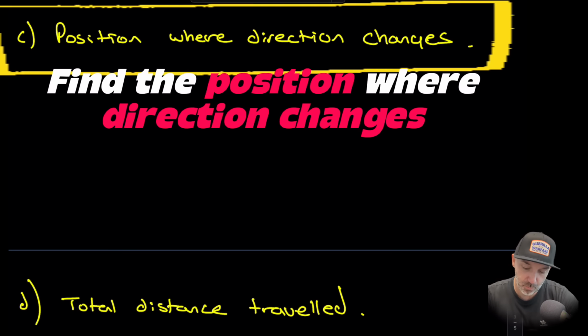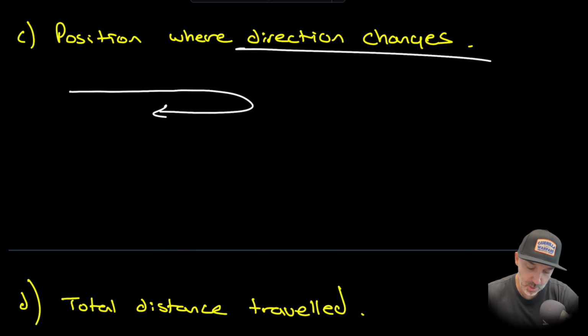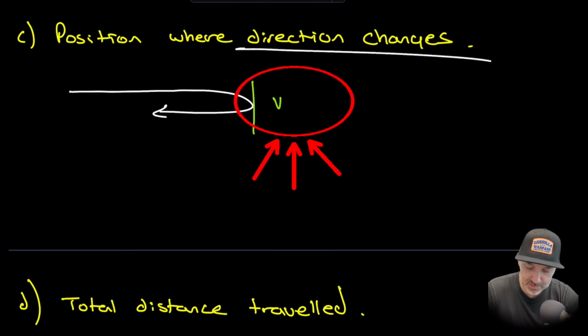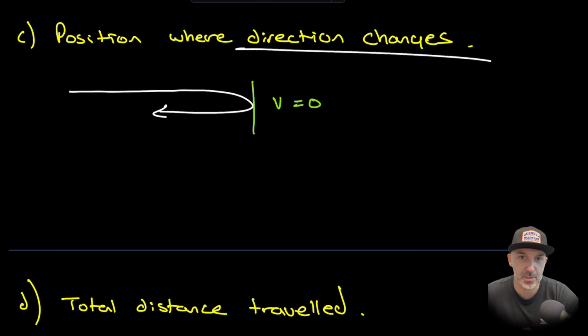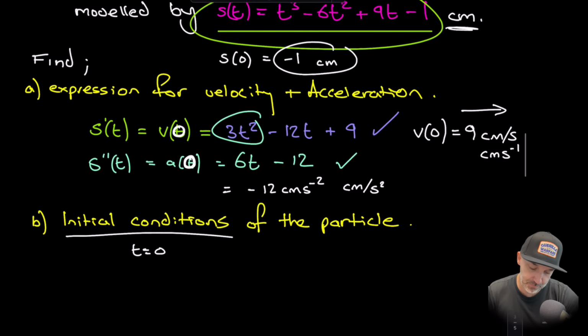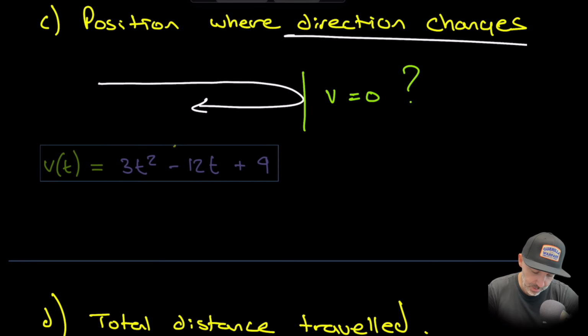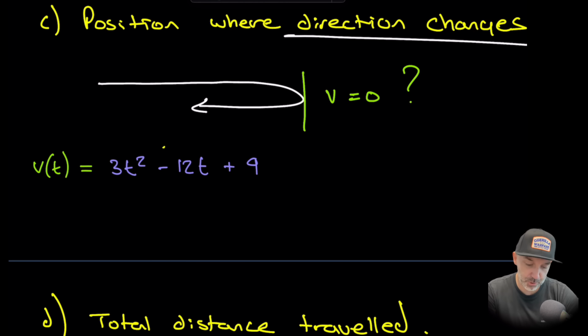Find the position where the direction changes. Now, imagine a particle moving along and then turns around. At that point, when it turns around, the velocity is equal to 0 because there's an instantaneous point that the particle is not moving. So in other words, we want to know when the velocity is equal to 0. If we go back and get our velocity function, this one here, we want to know when this expression is equal to 0.